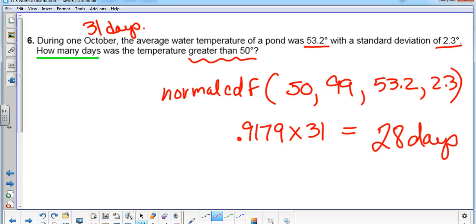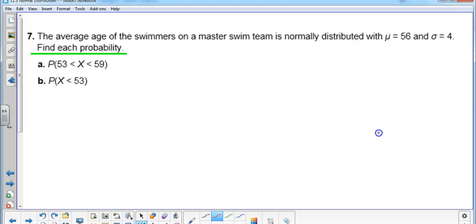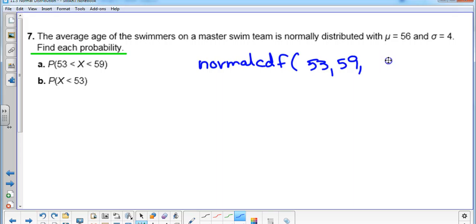All right. One more time. The average age of swimmers. So this is a master's swim team. We got a bunch of old fogies making a swim team. Okay, like me. It says the mean age is 56. The standard deviation is 4. What is the chance we pick somebody at random and they have an age between 53 and 59? This one is just 53, 59, what? 56.